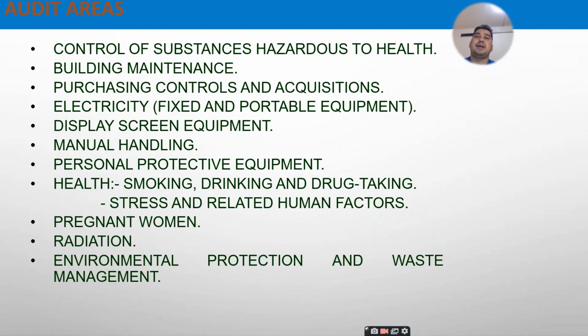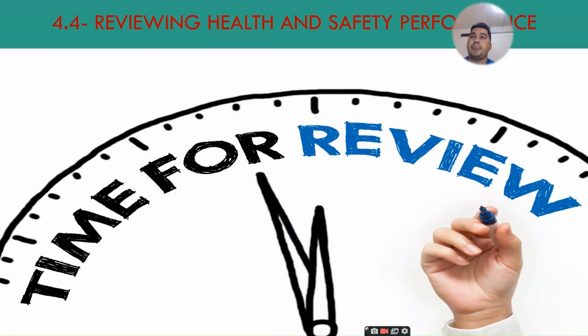Now, control of substances hazardous to health, building maintenance, purchasing, control and execution, welfare facility, personal protective equipment, pregnant women, radiation, environmental protection and waste management. All these things you can check during the audit.